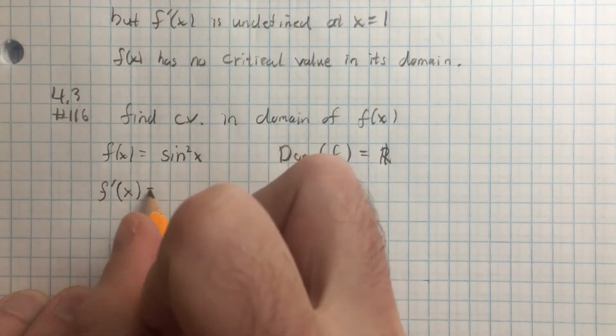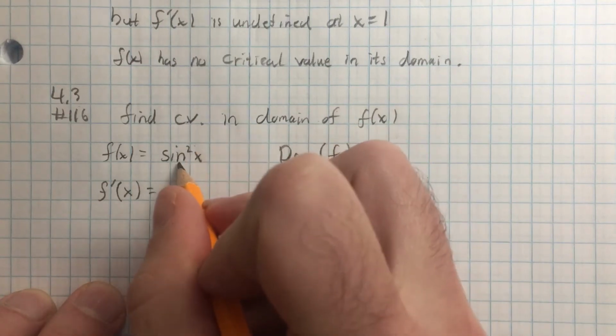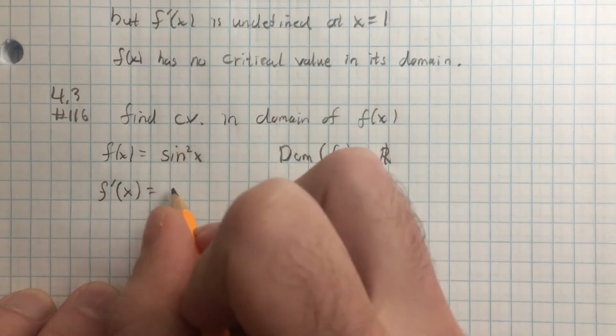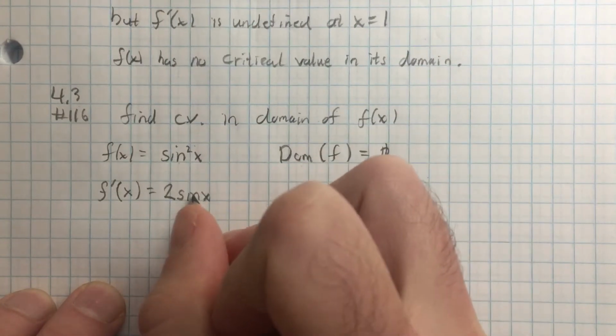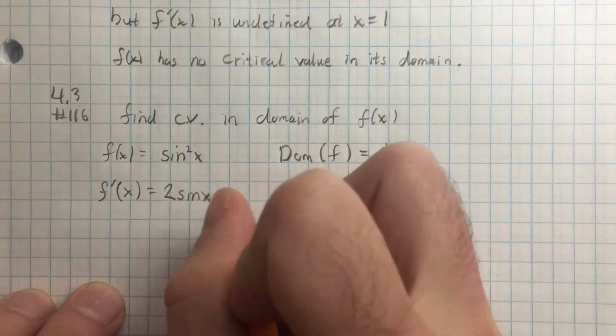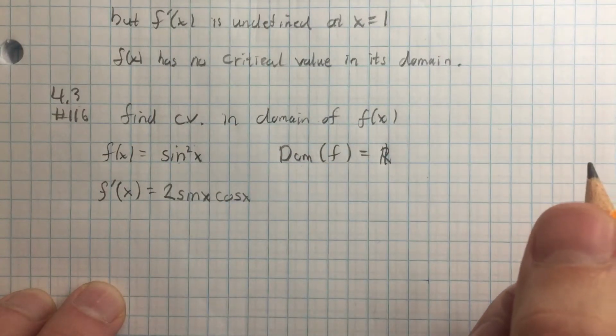So f prime of x is the power comes down, right? That's the outer function. The sine's the inner function. So using the chain rule, the 2 comes down, we get 2. Inner function stays the same. And then you differentiate the inner function and you get cos x, right? All right, so 2 sine cos should be our derivative.